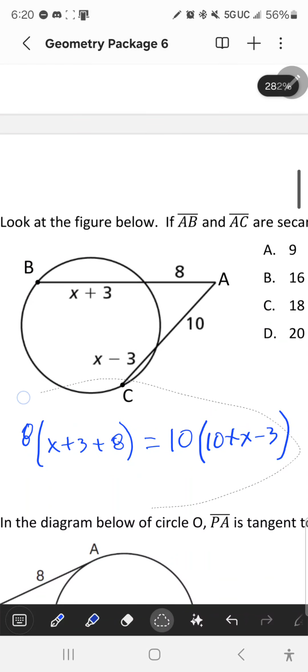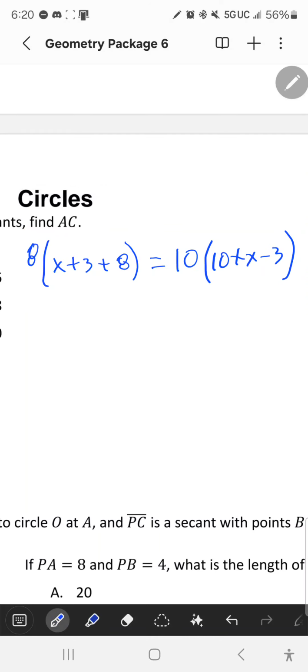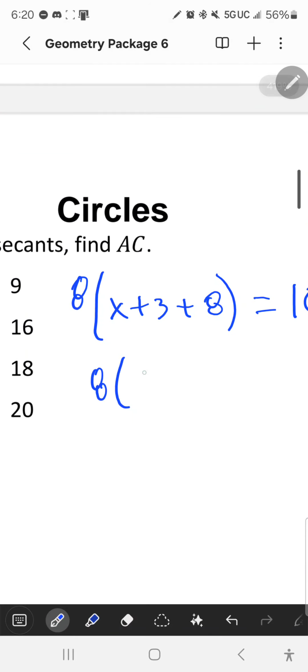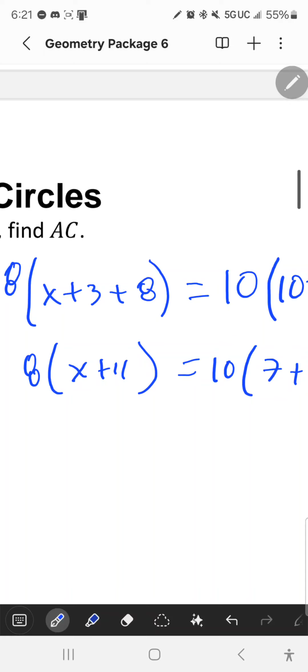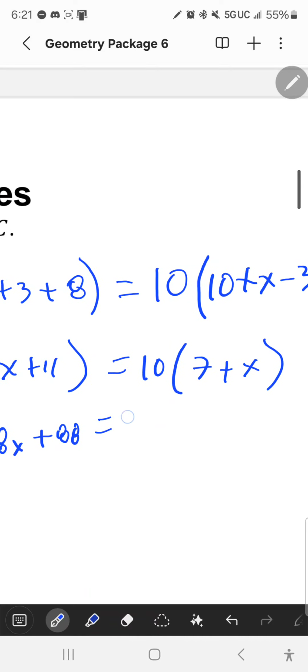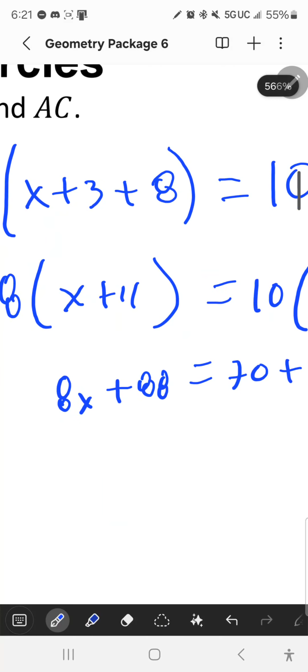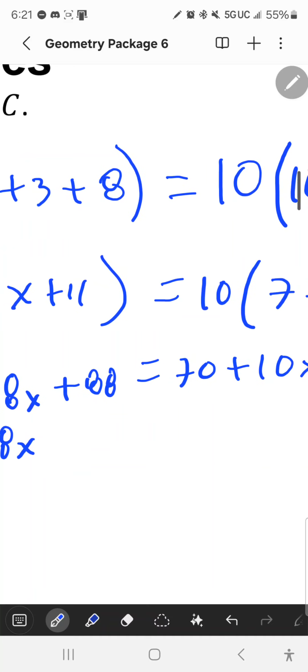Now let me get it again to the side so we can work better. We can say 8 times 3 plus 8 is 11, so x plus 11 equal 10 times 10 minus 3 is 7, so 7 plus x. Now 8 times x is just 8x. 8 times 11 is 88. Now 10 times 7 is 70. 10 times x is 10x. Now we can subtract 8x from both sides. Subtract 70.